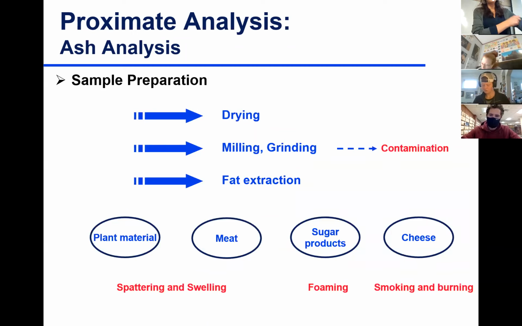Okay, sample preparation. Depending on your food sample, it's sometimes recommended to dry your sample. If your sample is really high in moisture, it's going to cause splattering. So if it's a plant material, really high in moisture content, it's better to dry it first. And after you dry it, you homogenize it by grinding.